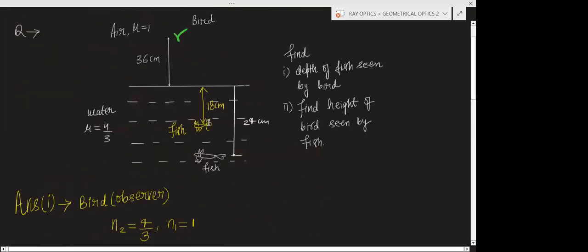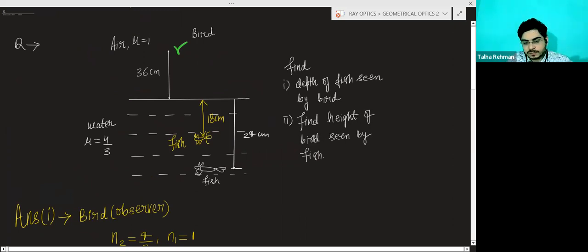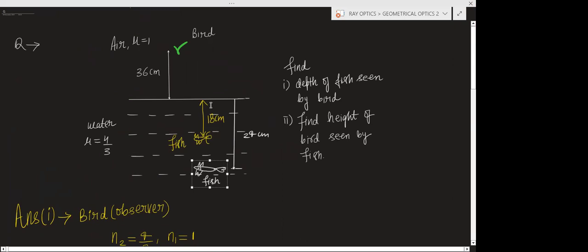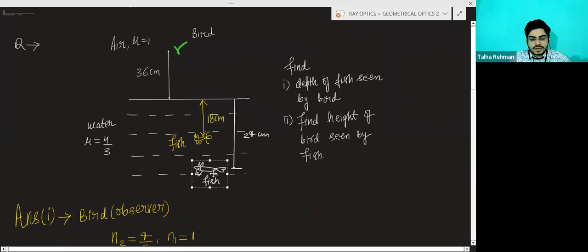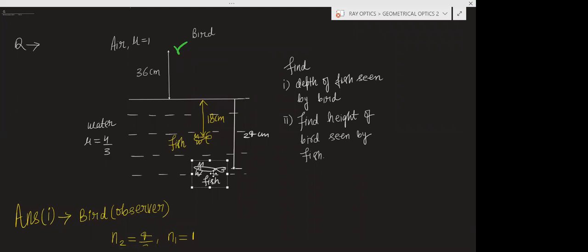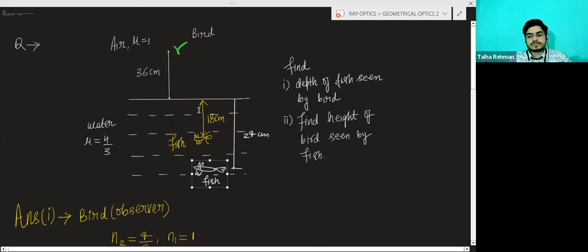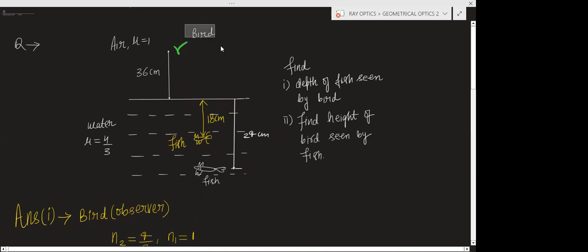Now in the next question, they are asking to find the height of the bird seen by the fish. Now this time the fish is seeing the bird. So if this fish is seeing the bird, from where will the light come? From the air, from the bird, the light.